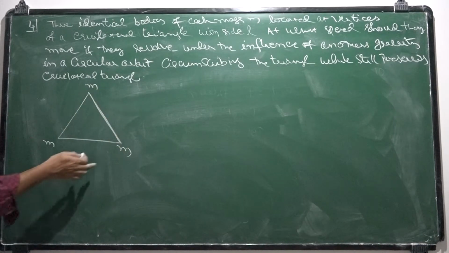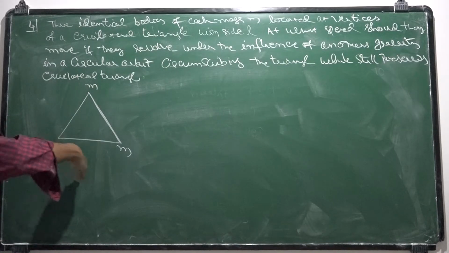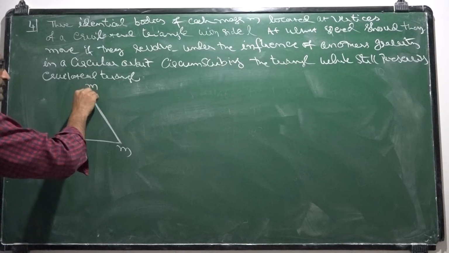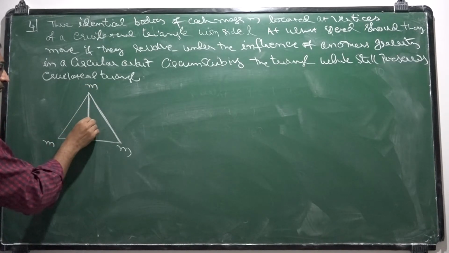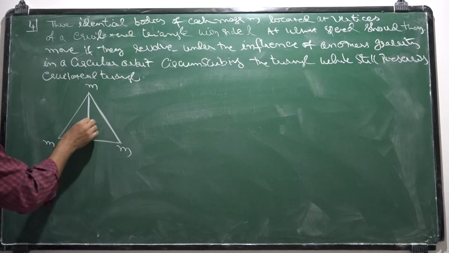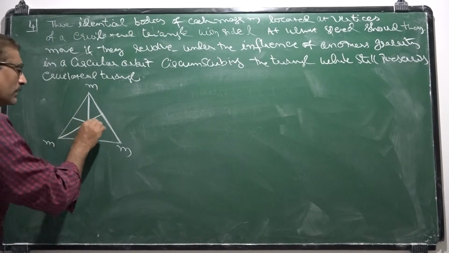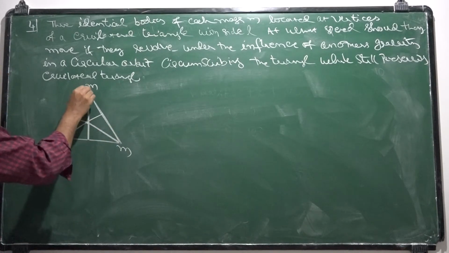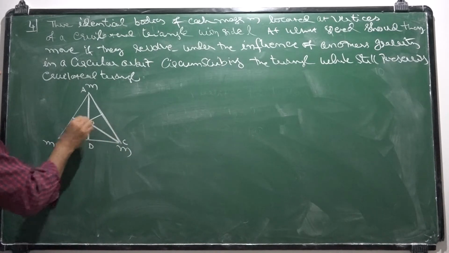If they move in a circular orbit such that this equilateral triangle is preserved. Okay. Now for that we consider the centroid. Suppose this is the centroid of the triangle. Suppose this is A, B, C, and O.